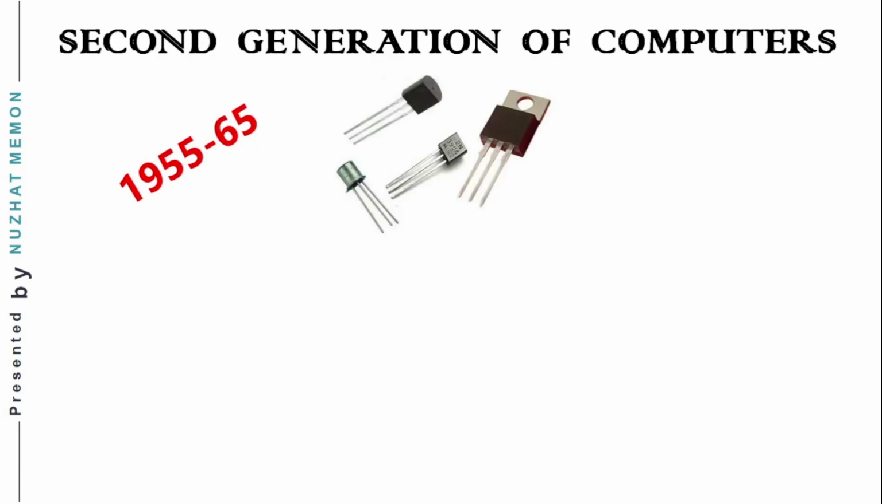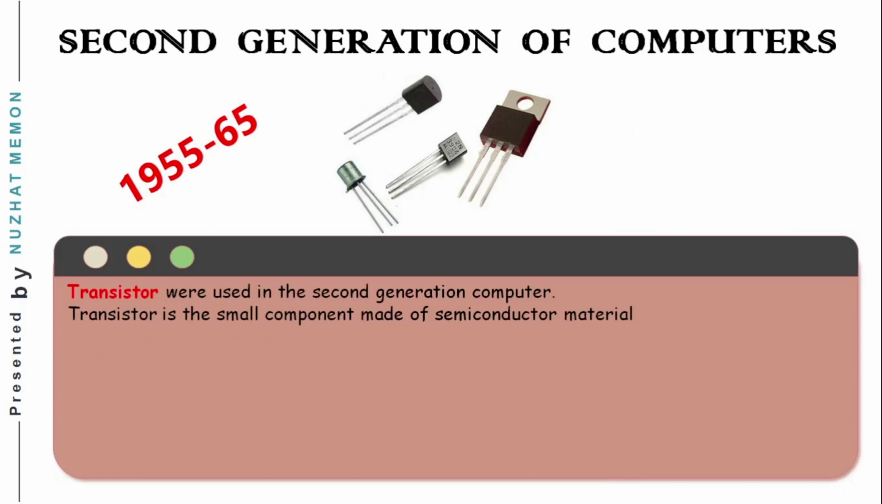So now we have the second generation of computers, which was during the years between 1955 to 1965, when the transistor replaced vacuum tubes. So here transistors were used in the second generation computer. A transistor is a small component made up of semiconductor material, as you can see here in this image.